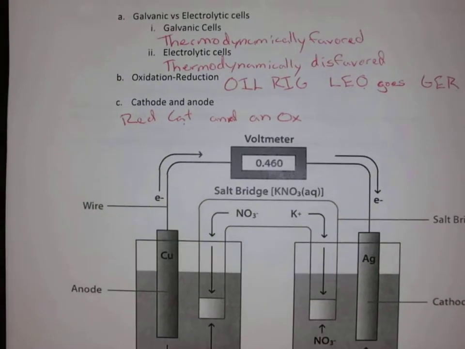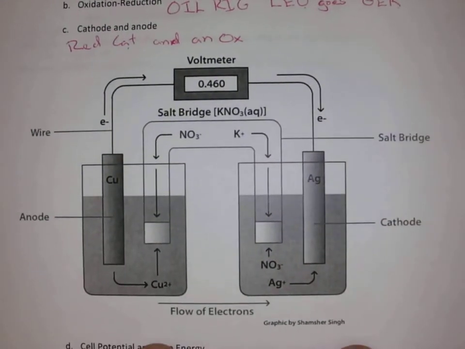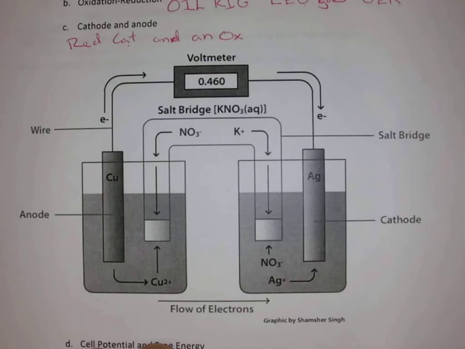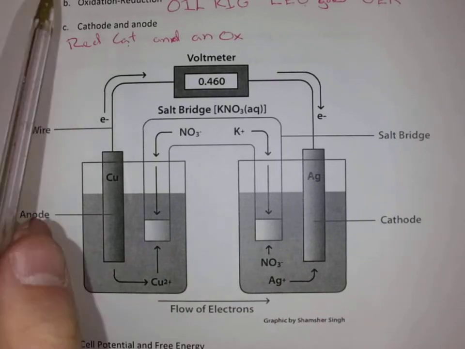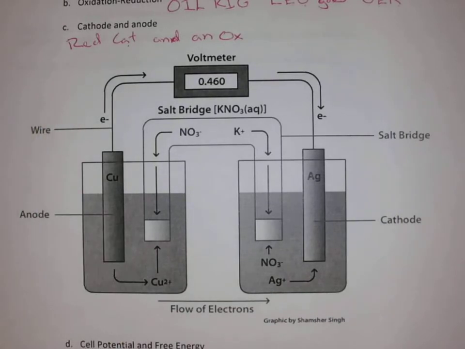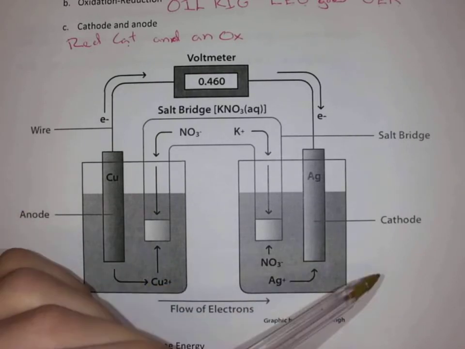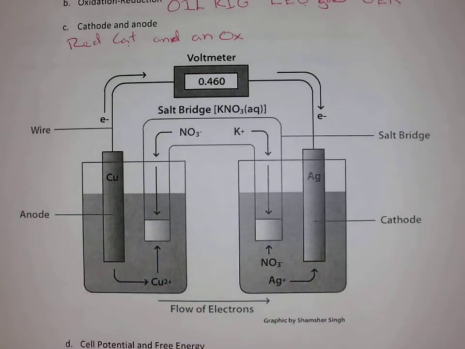So we're going to start looking at this diagram right here, okay? This diagram would be an electrochemical cell, and we are going to have a thermodynamically favored reaction here, okay? So we need to talk about each of the different pieces of this cell, okay?